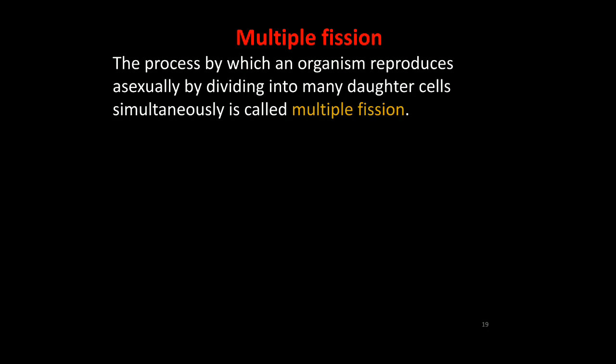Multiple, one organism becoming so many together is called multiple. The process by which an organism reproduces asexually by dividing into many daughter cells simultaneously is called multiple fission.